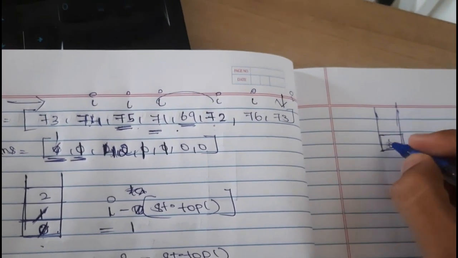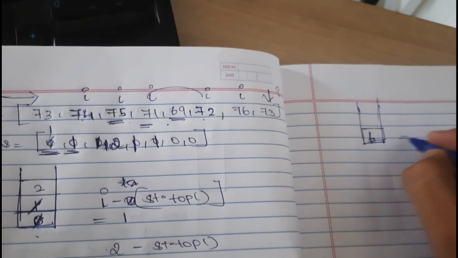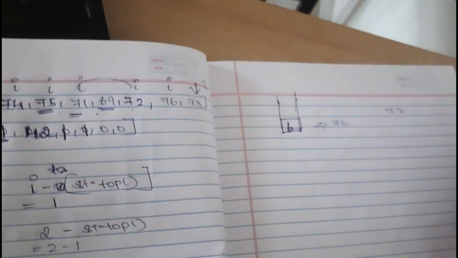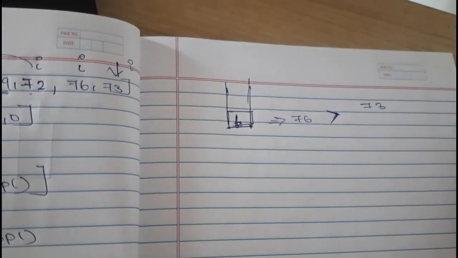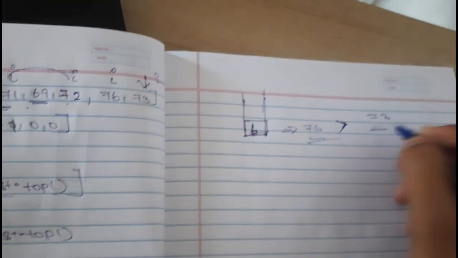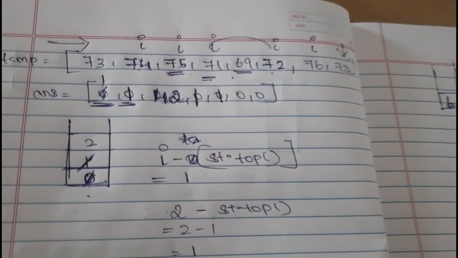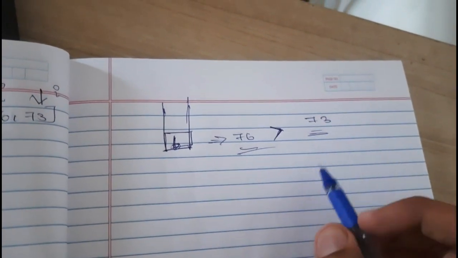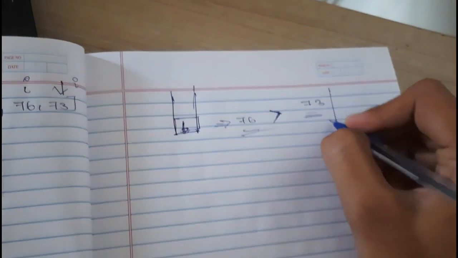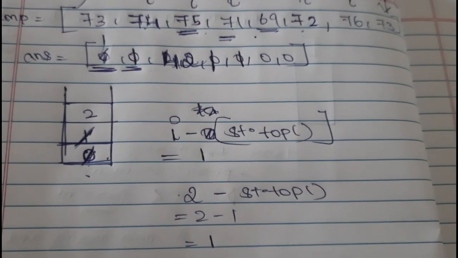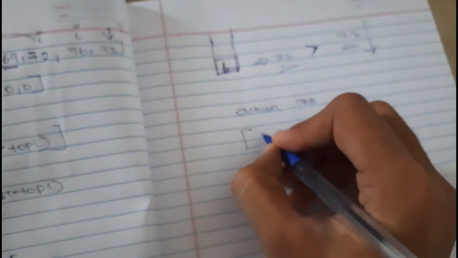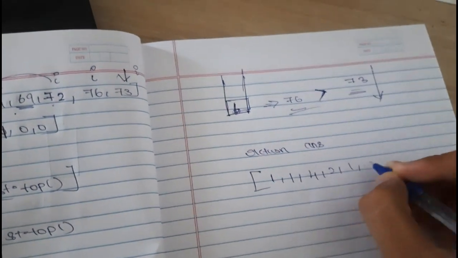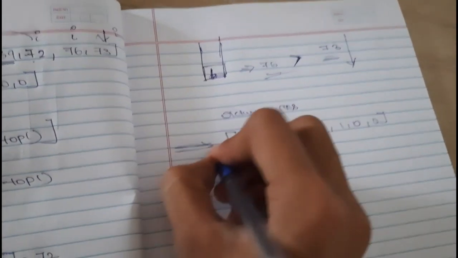So the top of the stack's value is 6. So the temperature of 6 is 76, but the current temperature is 73. So 76 is greater than 73. So there is no further temperature that we can get for 76 and 73. So we will leave it as it is. There is no temperature greater than 76 and 73 further, because the array is completed till 73. So we will leave the answer array as it is. So we will return the answer array. So the final answer array is 1 1 4 2 1 1 0 0. So this will be our final answer array.